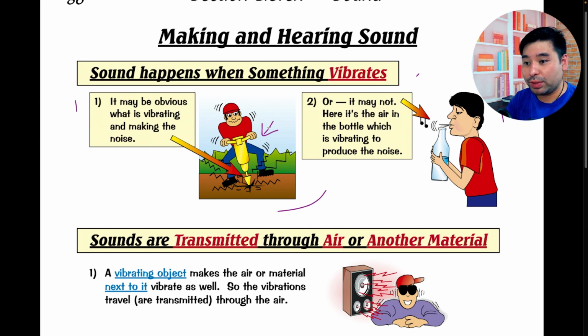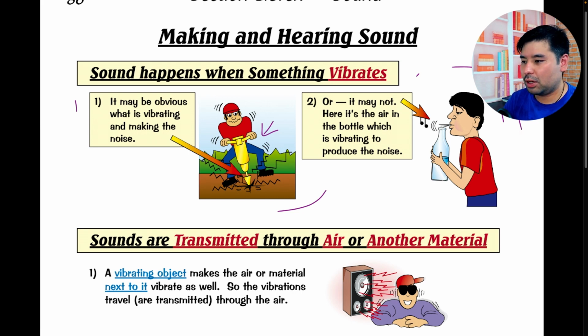When we see this image, I think it becomes very obvious what exactly is vibrating and where the sound is coming from. So I think it's quite easy. And number two, it may not be. Here it's the air in the bottle which is vibrating to produce the noise. Sometimes, like in number two, it's not so obvious for us to know exactly where the sound is coming from, right?